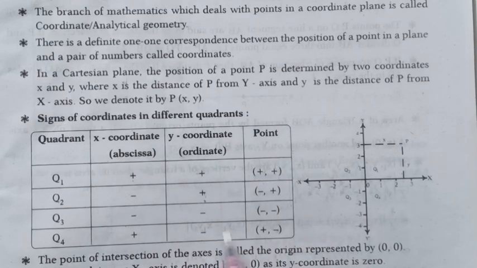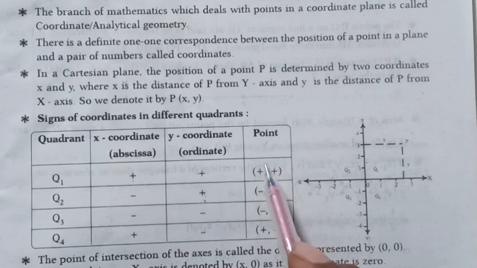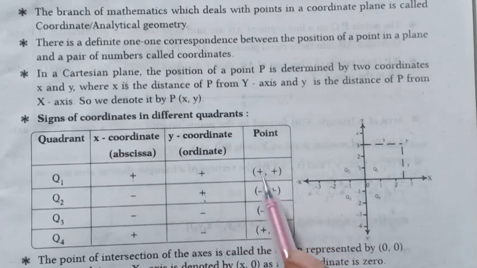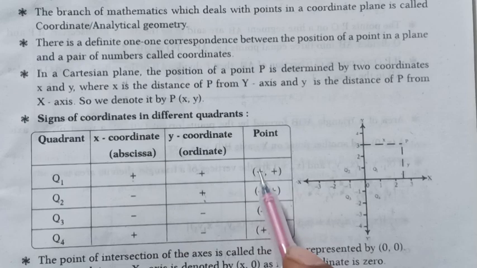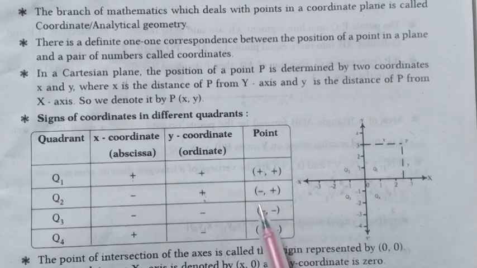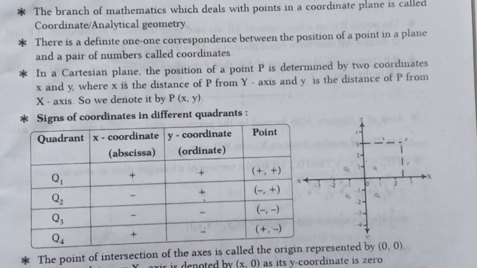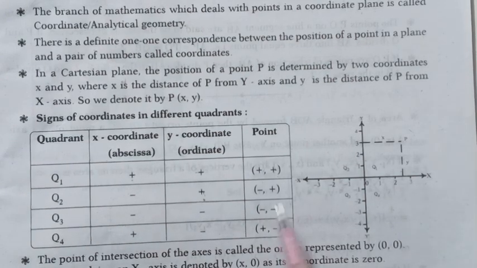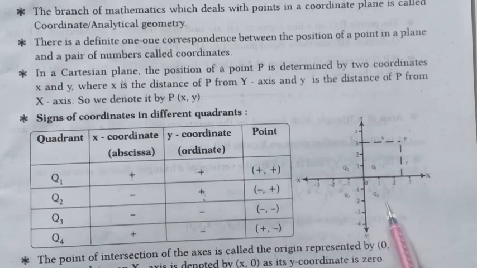A point is denoted with brackets, and we should take x first, then y second. So x is plus, y is plus, plus plus, this is quadrant 1, and minus plus is formed in quadrant 2. And a point with minus minus lies in quadrant 3, and plus minus lies in quadrant 4.